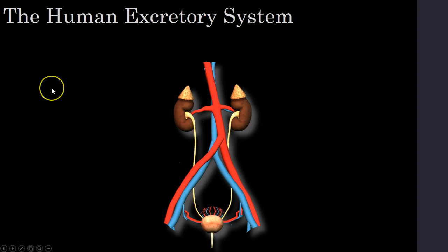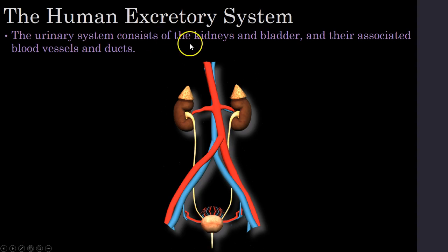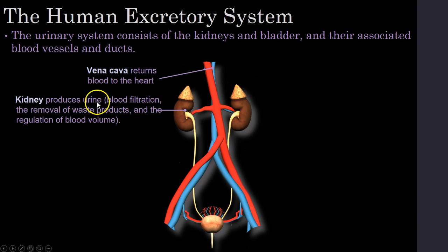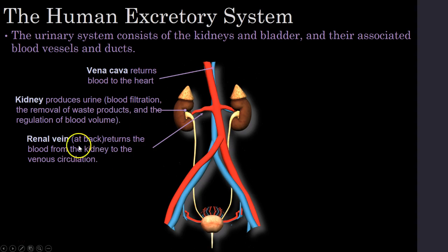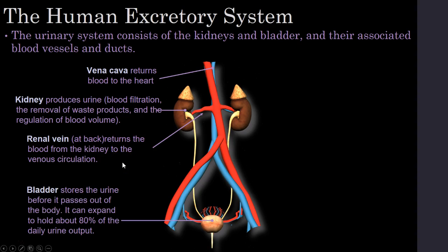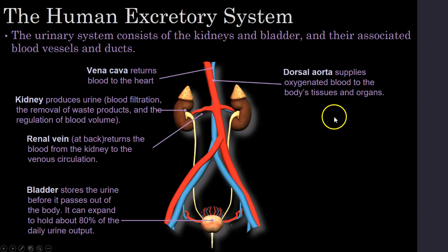So in the human excretory system, we've got the kidney and the bladder. One of the systems that makes up the excretory system is the urinary system, and we've got the vena cava that returns blood to the heart after it's been filtered through the kidneys. We have the kidneys that produce urine, which is your blood filtration that removes any waste products. We've got your renal vein that returns the blood from the kidney back to the venous circulation. We've got our bladder that we've already talked about that stores urine. We've got our dorsal aorta that supplies oxygenated blood to the body's tissues and organs, so in this case, into the kidneys.